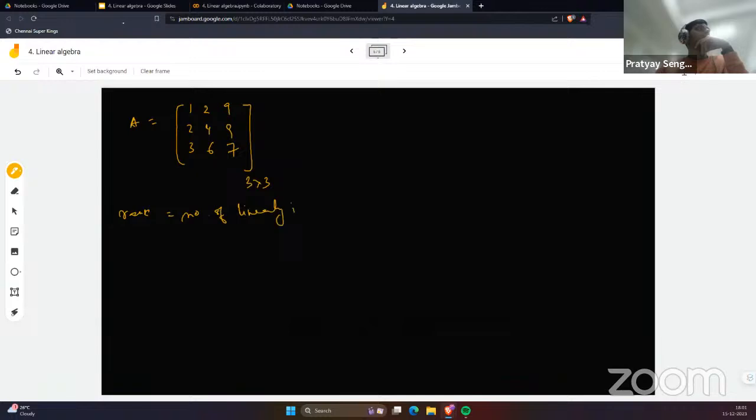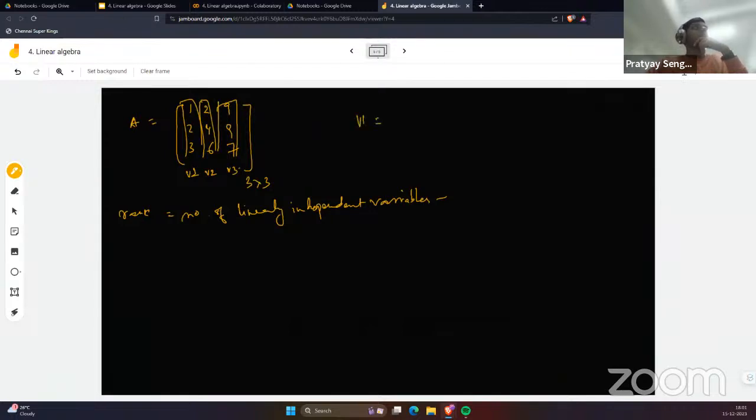Imagine you have a matrix, say 1 2 3, 2 4 6, 9 9 7 or something. This is a 3 cross 3 matrix, right? What is rank? Rank is the number of linearly independent variables. So what is linearly independent? If you think of columns as vectors, this is vector 1, this is vector 2, this is vector 3, then you have to see whether they are linearly connected or not.